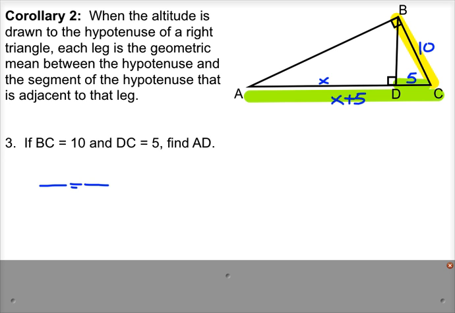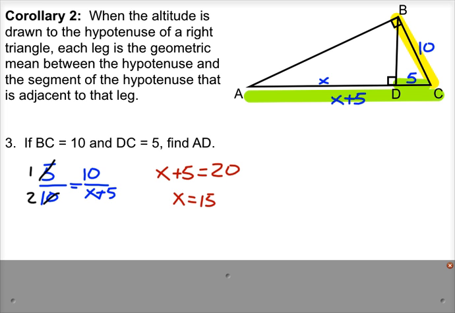So now setting up. I know BC, 10, is the geometric mean between DC, which is 5, and the entire bottom, which is X plus 5. And now it's time to cross multiply, and remember, if you want to, I can reduce a little bit beforehand to make it a little bit easier. And if I cross multiply, I get 1 times X plus 5, which is X plus 5, equals 2 times 10, which is 20. Subtract off the 5, and I get 15. So I've now found that AD is 15.